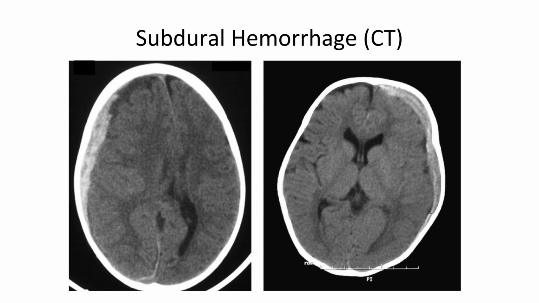It shows up as a crescent shape, typically from the tearing of the bridging veins at the surface of the cortex. And this often occurs either at a really young age, like with child abuse, or in old age, such as when an elderly person falls down and the brain is atrophied, and so it can slosh around and it tears all those bridging veins and makes a slow bleed.